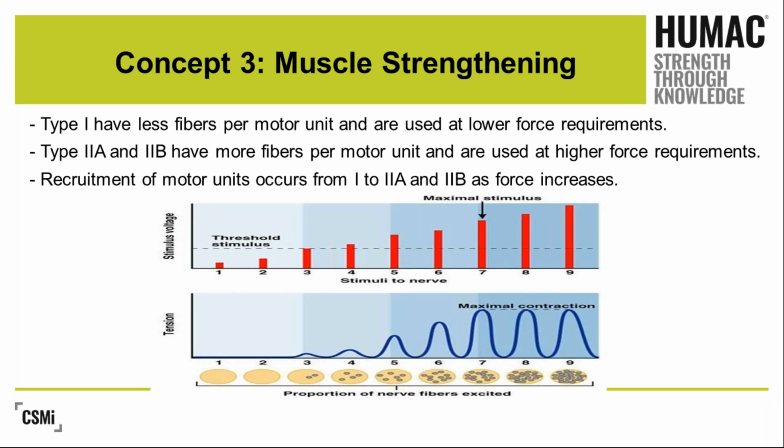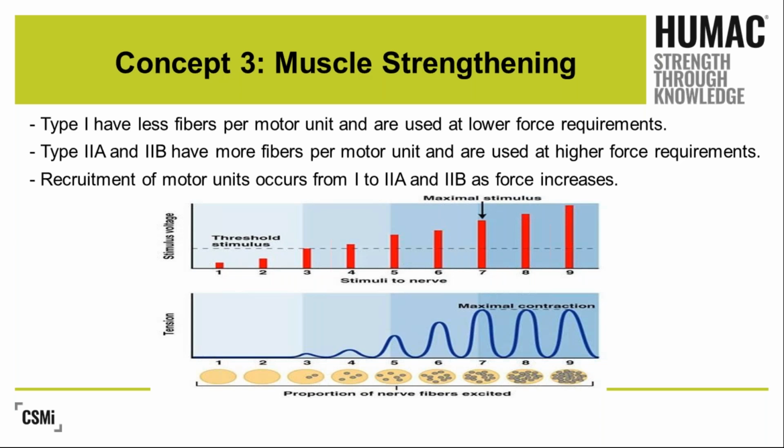Type 1 fibers have fewer fibers per motor unit, and they're used at lower force generations. Type 2A, Type 2AB, and Type 2B have more fibers per motor unit, and they're used at higher force requirements. But exercise physiology tells us that recruitment of motor units always occurs from Type 1 to Type 2A to Type 2AB to Type 2B as force increases.